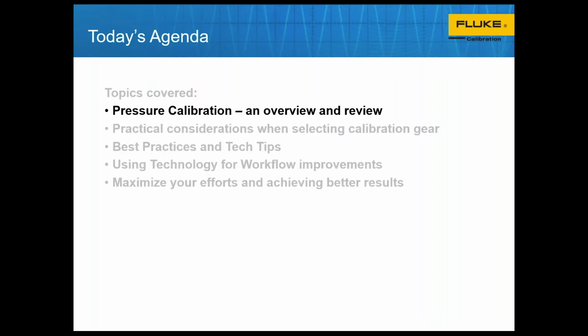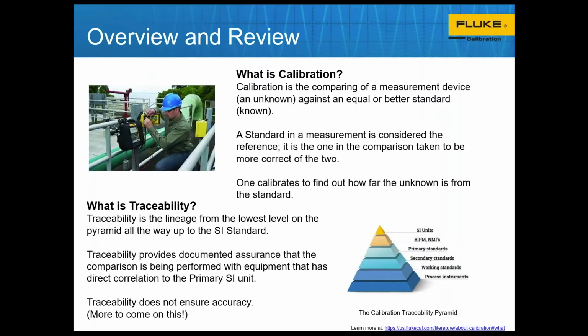Without any further ado, let's just take a quick review of what is calibration. Calibration in general is the comparison of a measurement device as an unknown against an equal or better standard, which is a known. As we see in the picture there, we've got a person doing a calibration. They've got a device mounted on a pole there. That's their equipment that they use to run their plant. And they've brought a piece of equipment to that. That piece of equipment they brought is the standard. And it needs to be more accurate, typically 4 to 10 times more accurate than what they're actually trying to calibrate. And that's the ultimate idea of what a calibration is.